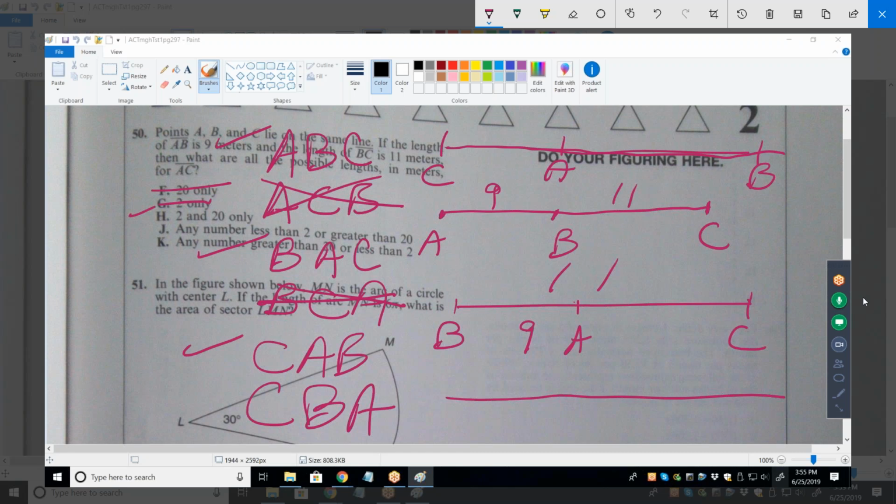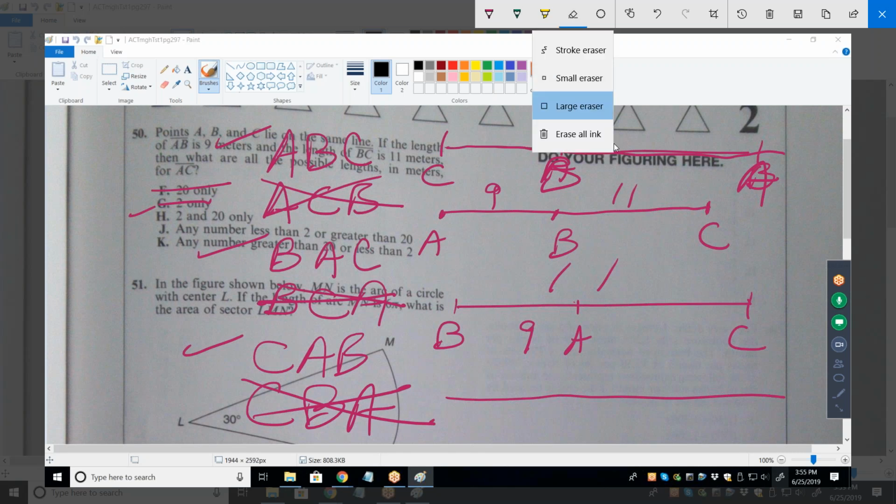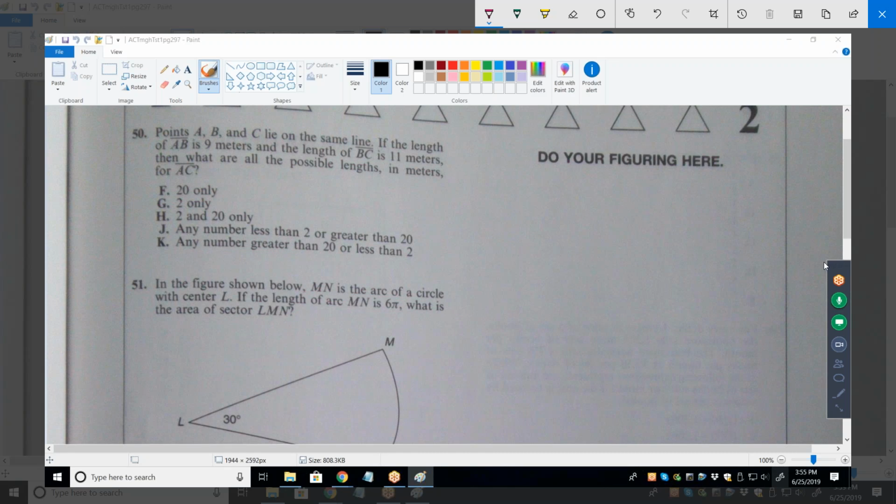That's right. And could you do CBA? Again, BC is 11. I don't think you can do that one. Okay. So we've done the only 3 we could do, and the only answers we got were 2 or 20. So I'm inclined to think that has to be the answer. I think so. I just want to look at any number less than 2 or greater than 20.